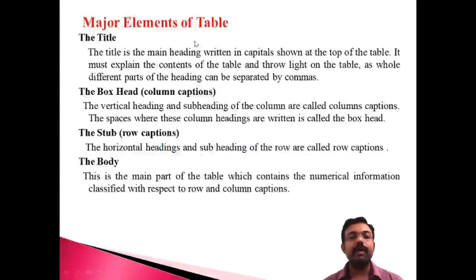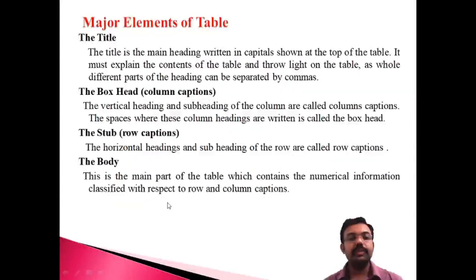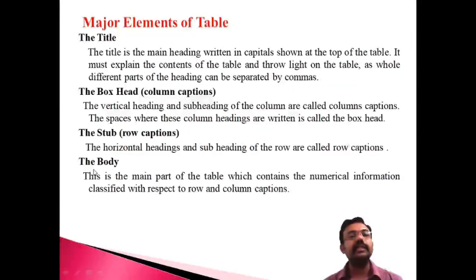The body of the table is a very important element. The table body is the main part of the table, which contains the numerical information classified with respect to the rows and the columns. You can see a lot of information regarding the rows and the columns, and this is known as the body. That is the body of the table.